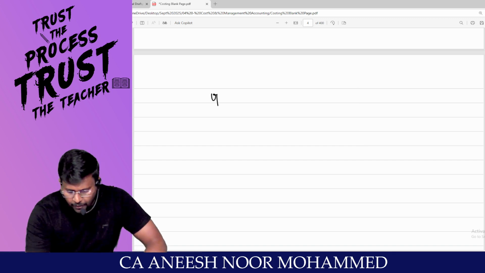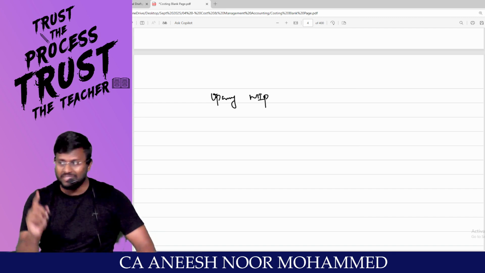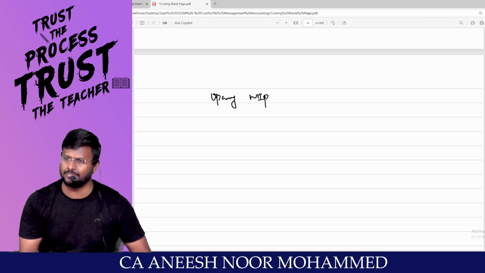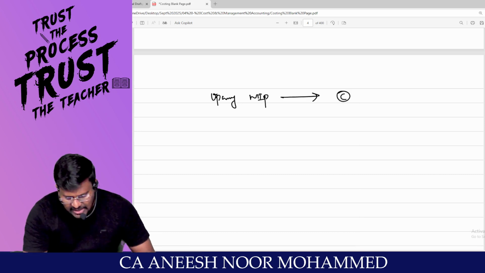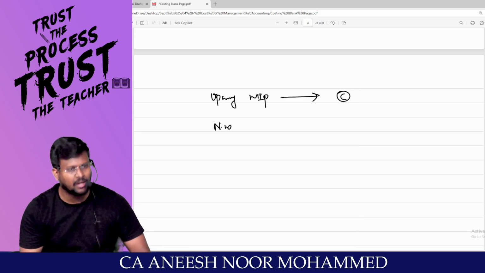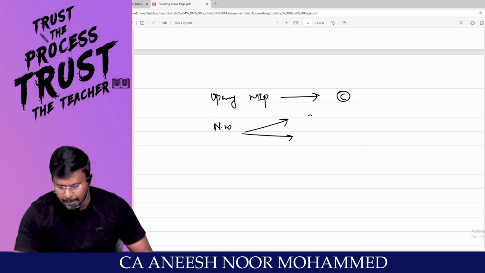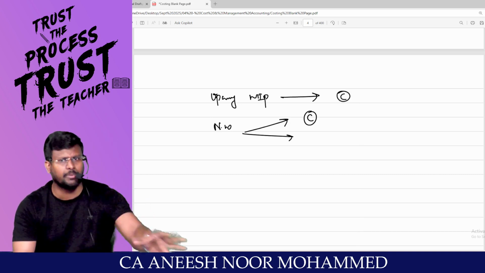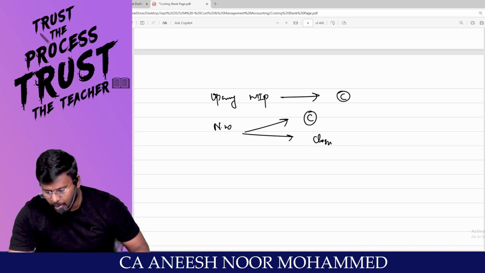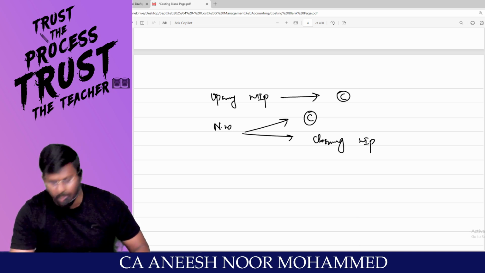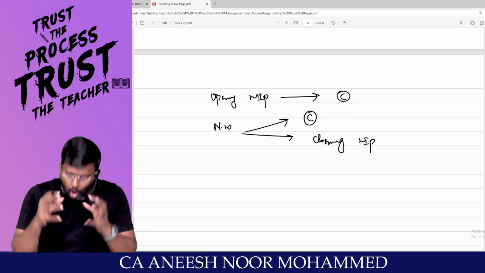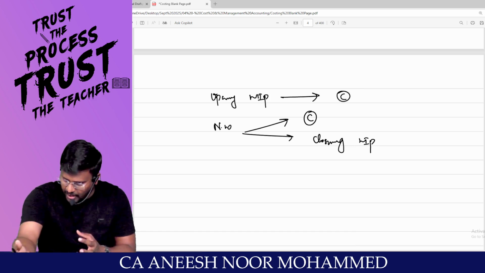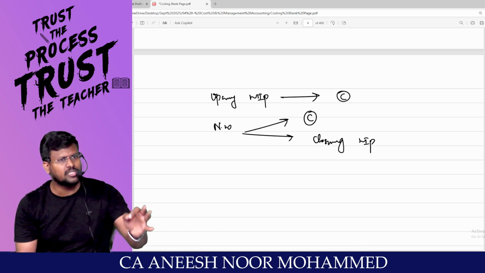For example, if we have opening WIP, that work will be completed first. This we will complete and we will start new work. Out of this new work, some portion will be completed during the current period itself. Some portion will be closing WIP. I don't want to find out the cost for what is pending. I want to know the cost for what is completed.